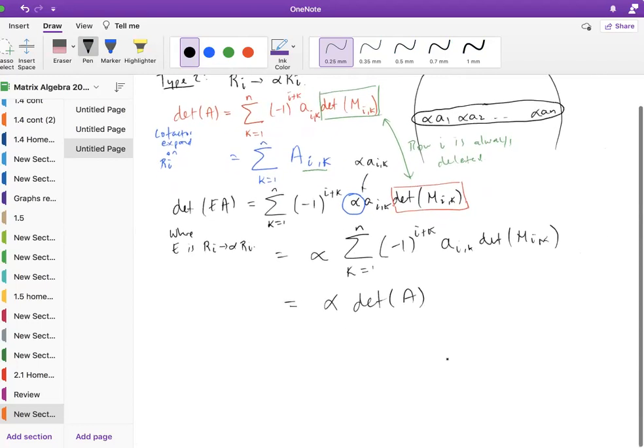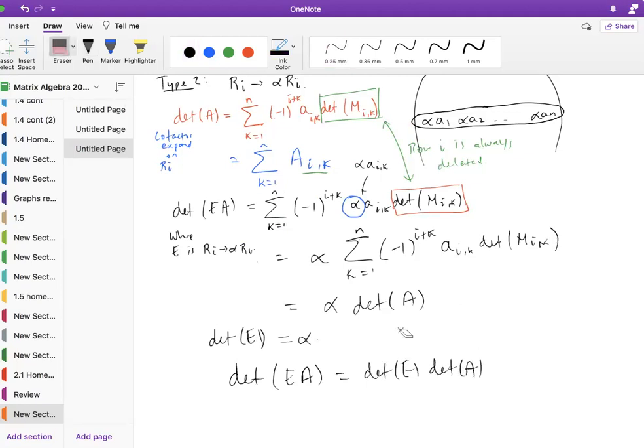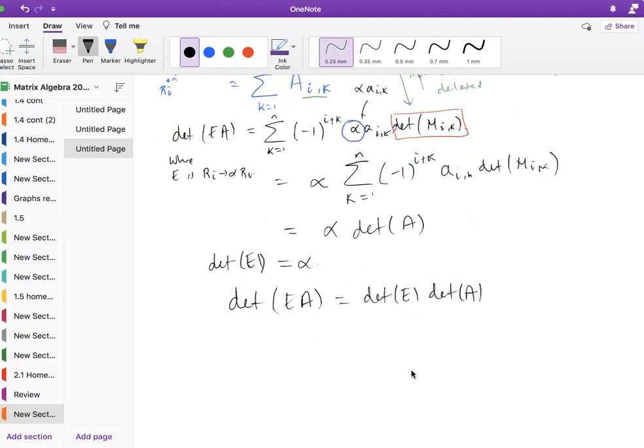Okay, and we saw from last time that the determinant of E, the thing that multiplies a row by alpha, is alpha. So the determinant of E alpha A is equal to the determinant of E alpha times the determinant of A. We're substituting alpha in for the determinant of E. Okay, questions about that one?